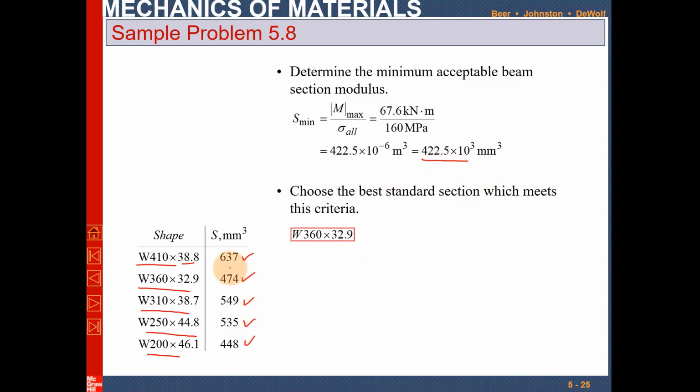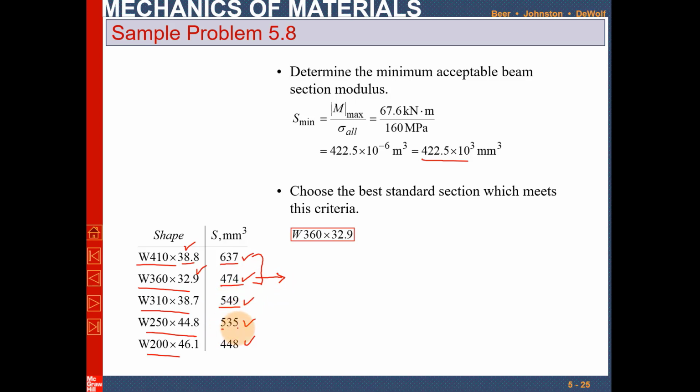In all of these you can see the values are greater than 422, but we will select the one that has less mass, because as a design engineer you also have to check the cost parameters. You have to select the beam that will be cheaper compared to the others. If you select this one, its weight is 38.8 kg per meter. This other one has lesser mass than this, so if you compare these two, the best choice is this one.